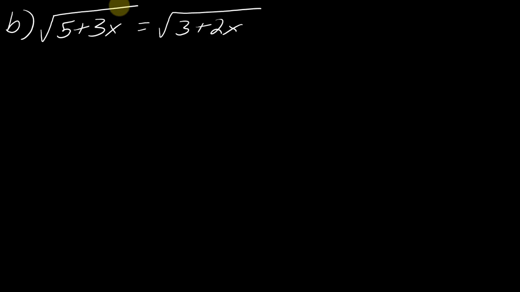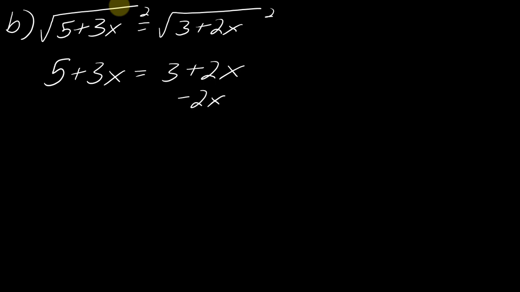All right. So same thing here. I'll start off by squaring both sides. So I get 5 plus 3x equals 3 plus 2x. Okay, so let me go ahead and solve for x. So I get x equals negative 2. So now let's check it.